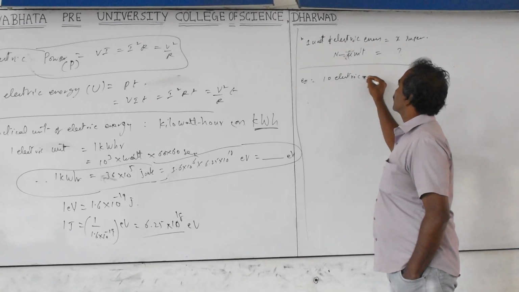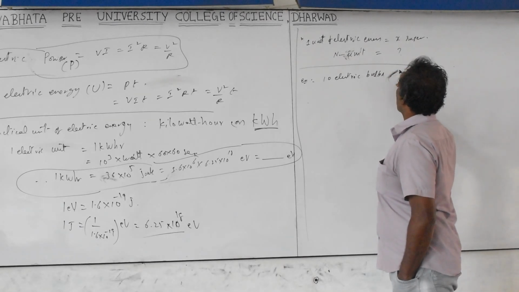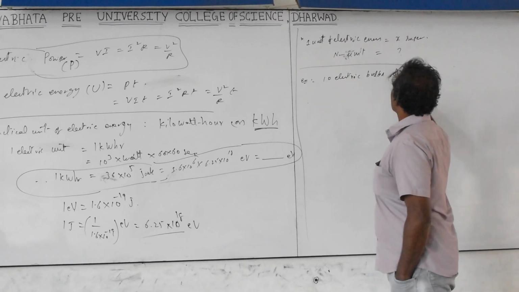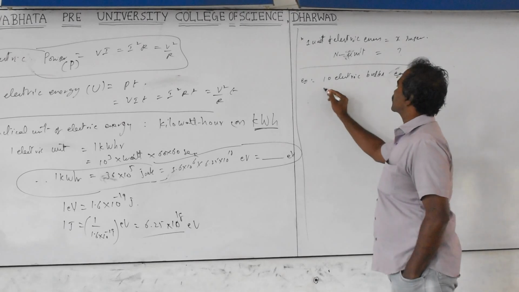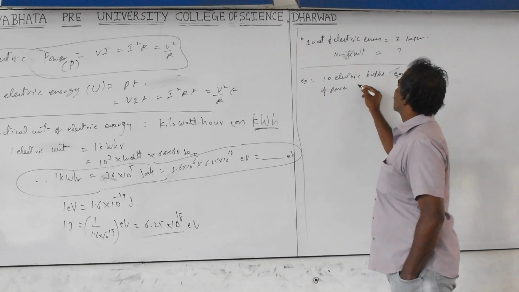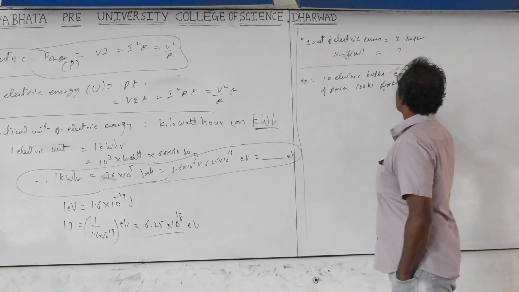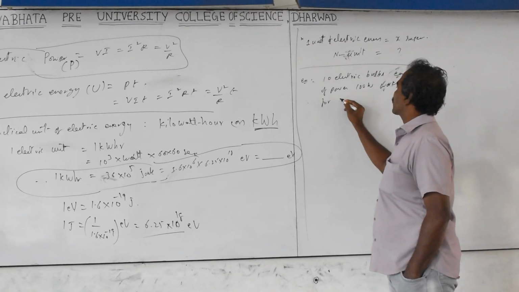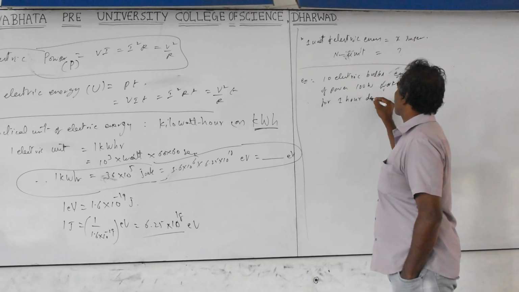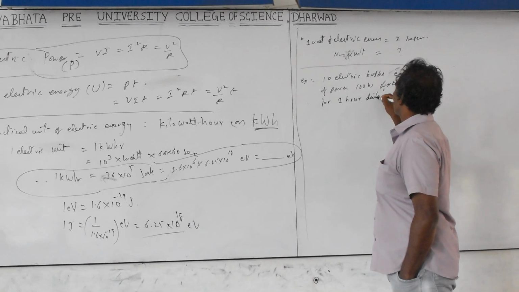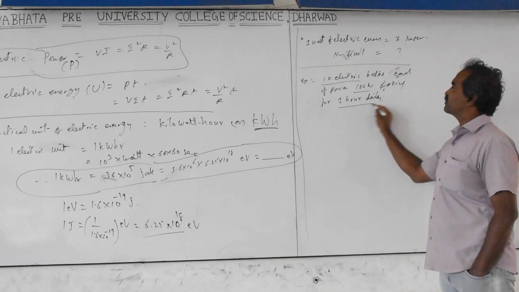For example, you are using 10 electric bulbs, each of power 100 watts. Working means they are switched on for 1 hour, or I will take 1 hour daily. You are using 10 bulbs, each power is 100 watt, and you use them 1 hour per day.